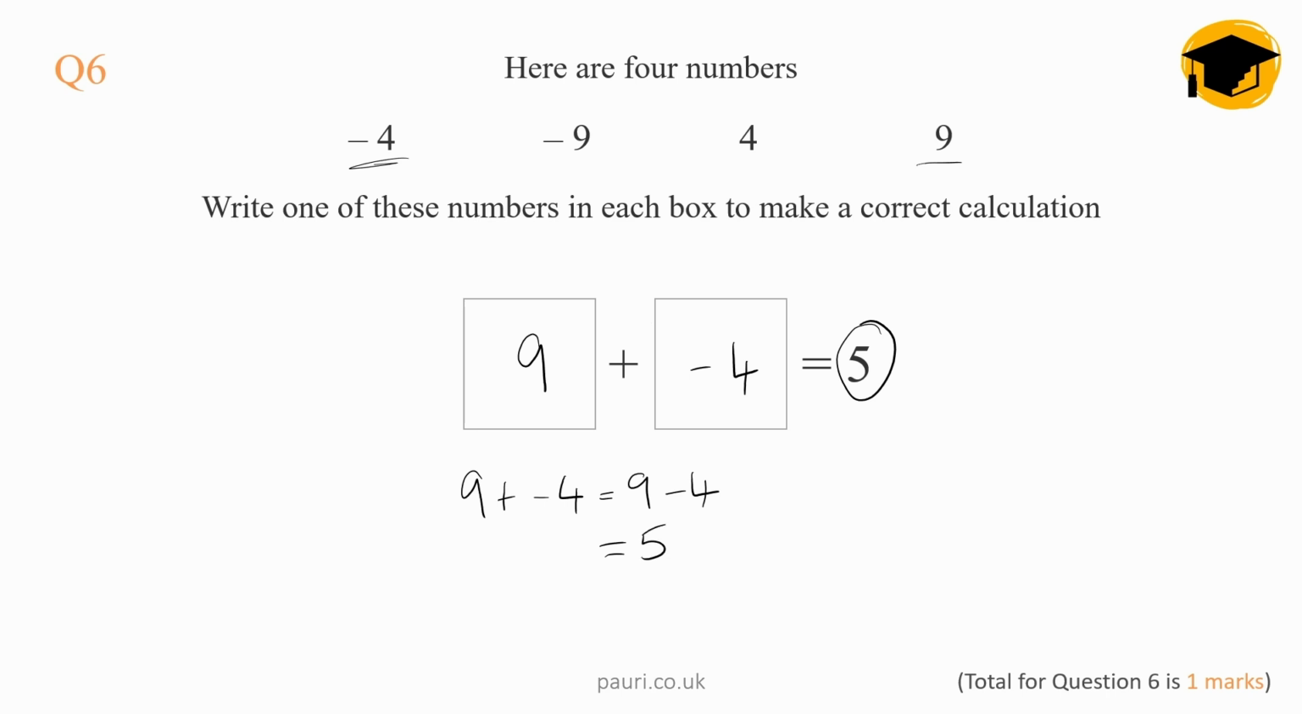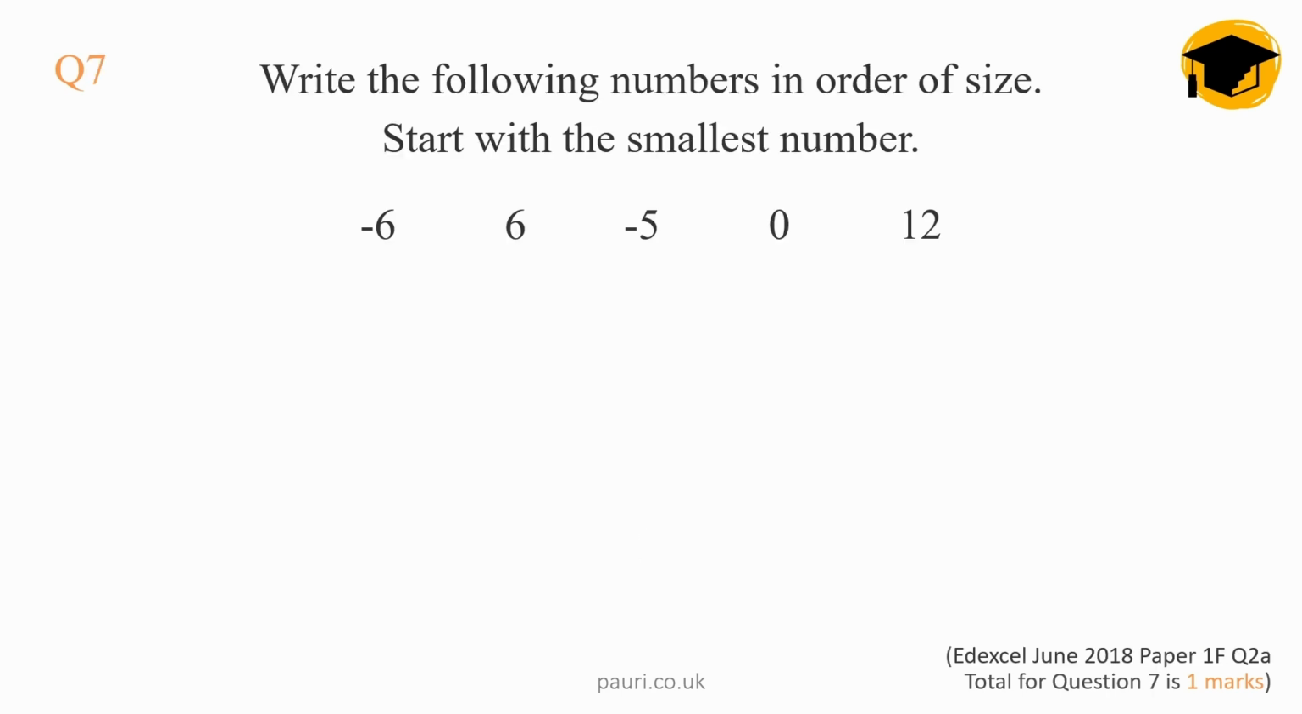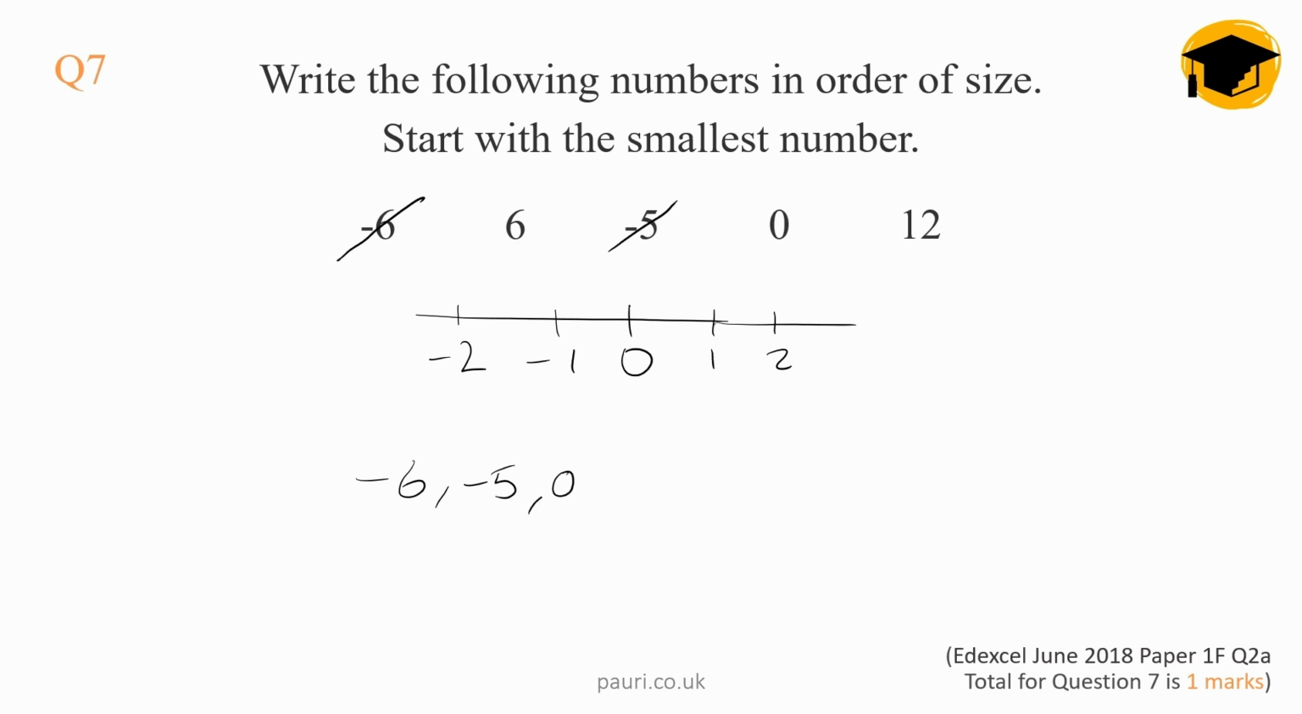Okay, next question. Write the following numbers in order of size, starting with the smallest number. Think of your number line. Zero's here. Positive numbers will be to the right hand side, so 1, 2, and negative numbers will be on your left hand side. Looking at the most negative number, that's -6. As we do these, I'm going to cross them off so I remember that I've done that number. -5 is next, 0 is next, 6, and then 12.